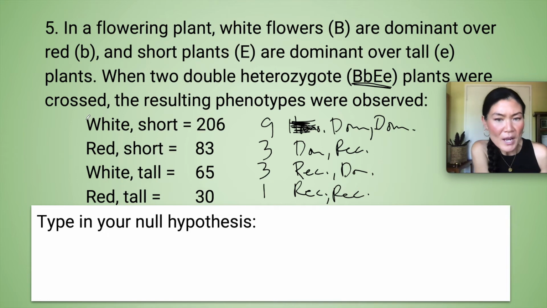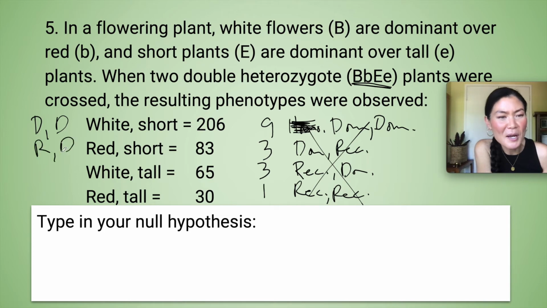So white is going to be dominant, short is going to be dominant, red is going to be recessive, and tall is going to be recessive. So actually let me rewrite it over here, okay? So we're going to see dominant, dominant, recessive, dominant, dominant, recessive, and then recessive, recessive. You should see this 9-3-3-1 ratio, okay?